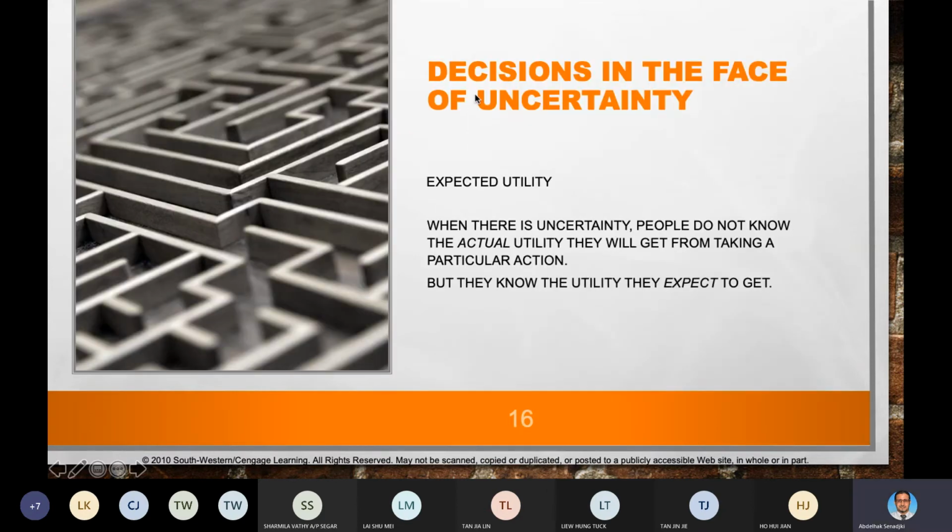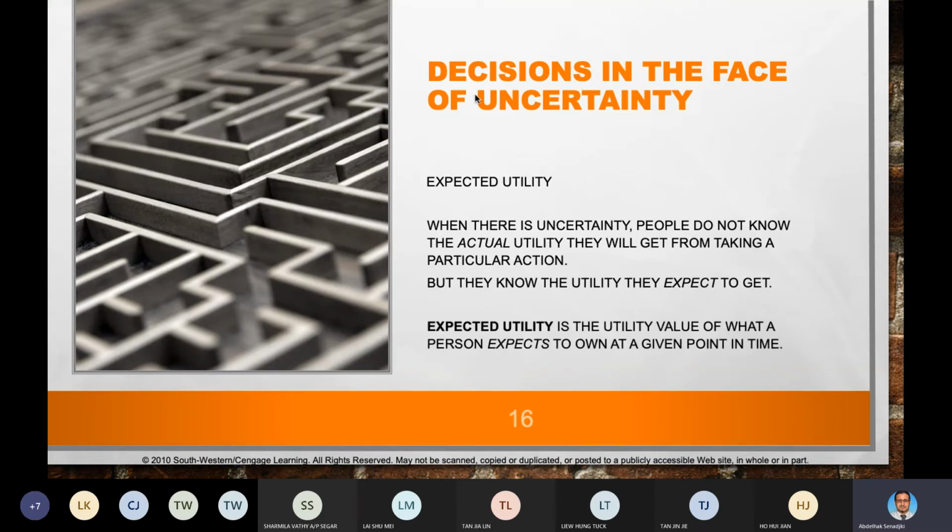So in the decision, she may take her decision based on expected utility. When there is uncertainty, people do not know the actual utility they will get from taking a particular action, but they will know the utility they expect to get. So expected utility is the utility value of what a person expects to earn at a given point in time.